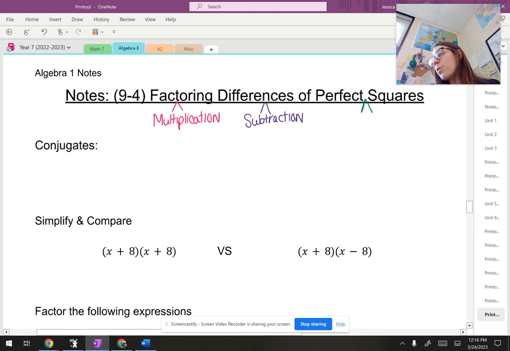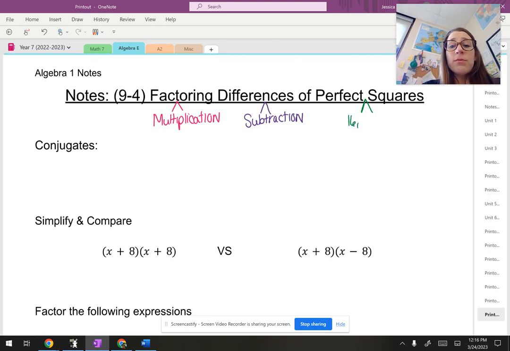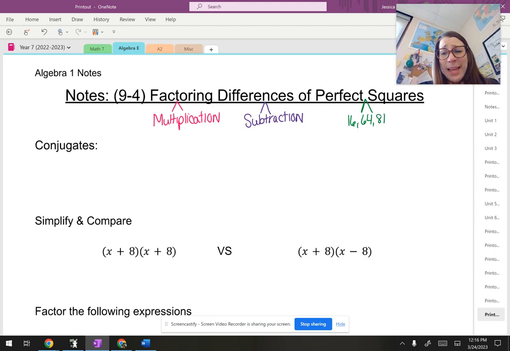Perfect squares. Examples of perfect squares of numbers are things like 16, 64, 81. Anything that you're multiplying times itself. 9 times 9, 81. 10 times 10, 100. So on and so forth.